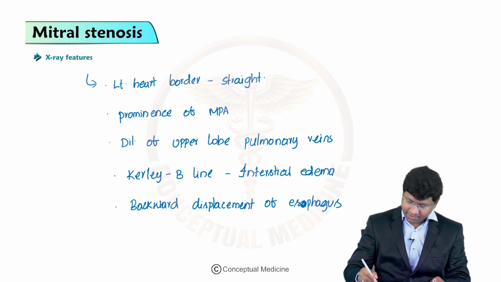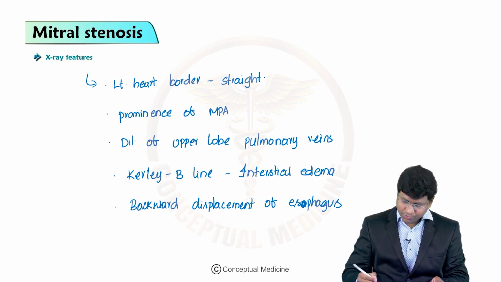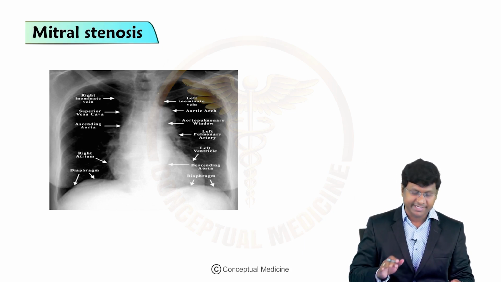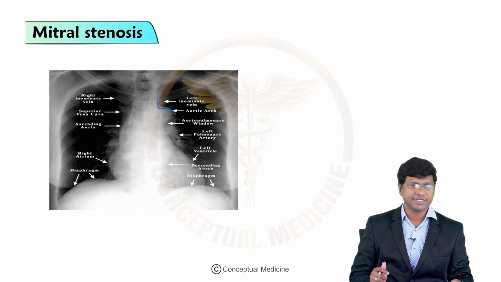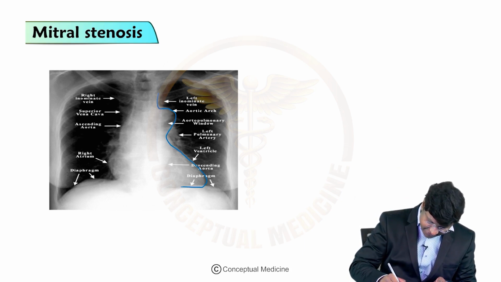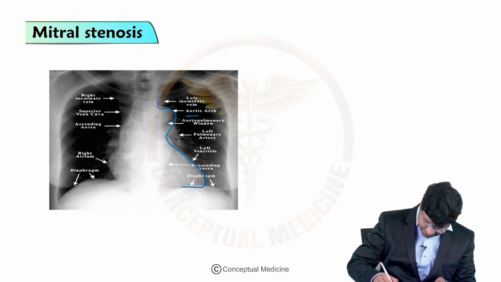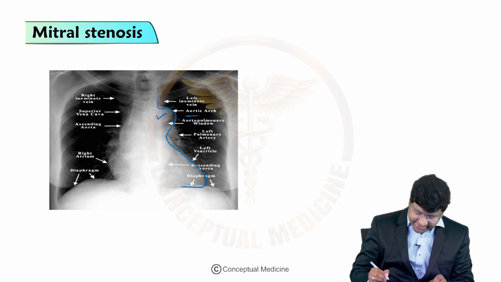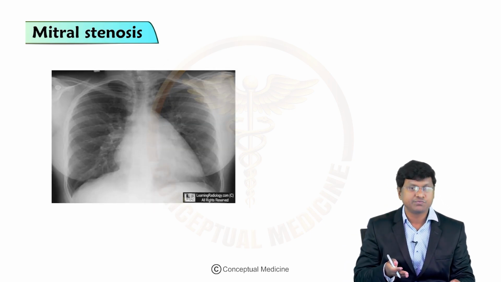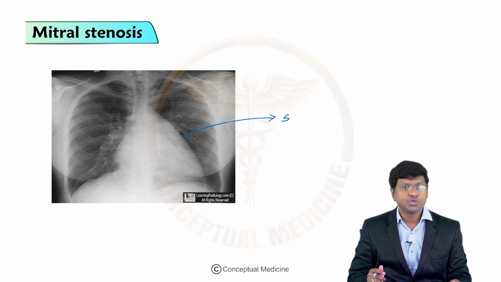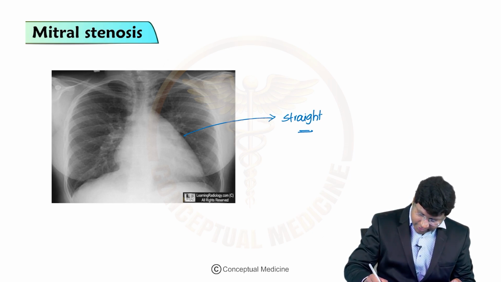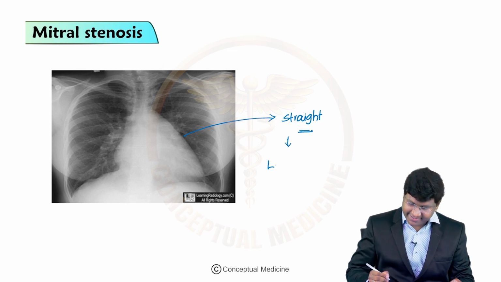So that is about the chest X-ray picture in patients with mitral stenosis. Let me show you the X-ray. So this will be the chest X-ray. See, this will be the normal left atrial border. And here you can see the aortic knuckle, which is formed by your aortic arch. So in mitral stenosis, what will happen? There will be straightening of the left heart border.